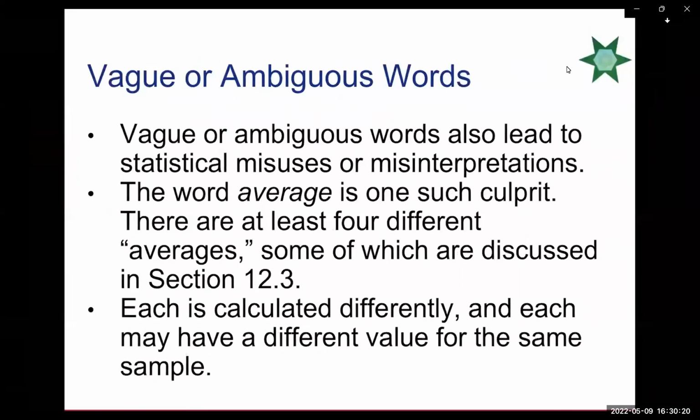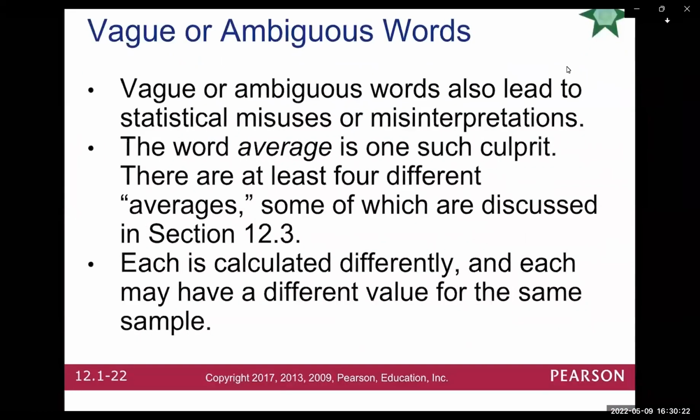Okay. Ambiguous or vague. Vague or ambiguous words also lead to statistical misuses. The word average is one such culprit. There are at least 4 different averages, and we're going to discuss the word average in statistics in section 10.12.3, which is coming up later. Each is calculated differently, and each may have a different value.